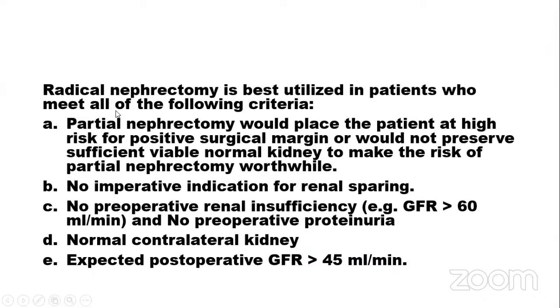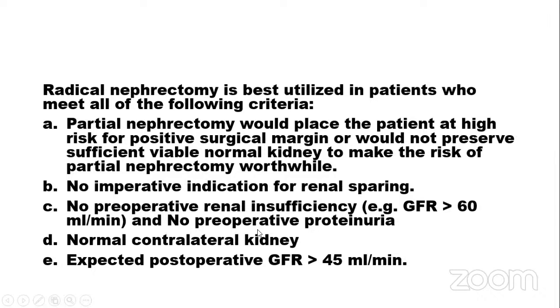Very important this. Radical nephrectomy is best utilized in patients who meet all the following criteria. So we will do radical nephrectomy if the patient meets the following. Partial nephrectomy would place the patient at high risk of positive surgical margin or would not preserve sufficient viable normal kidney to make the risk of partial nephrectomy worthwhile. No imperative indication for renal sparing. No preoperative renal insufficiency, for example, glomerular filtration rate more than 60. If less than 40 or 35, this is an indication.